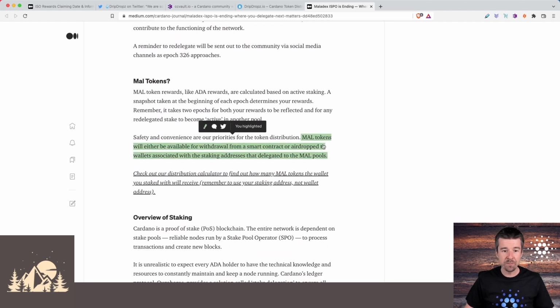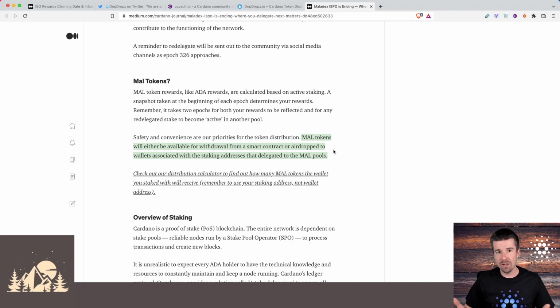So for those of you that have been delegating, the obvious question is how and when do you get your MAL tokens? These tokens will either be available through a smart contract or airdropped to the wallets that were associated with the staking addresses that delegated to these MAL pools, and I'm sure they're going to come out with more information in the future, but for now just know that they're going to have some kind of a special faucet that you can come to, or it'll be sent straight to those wallets, and we'll let you know as more information comes out.